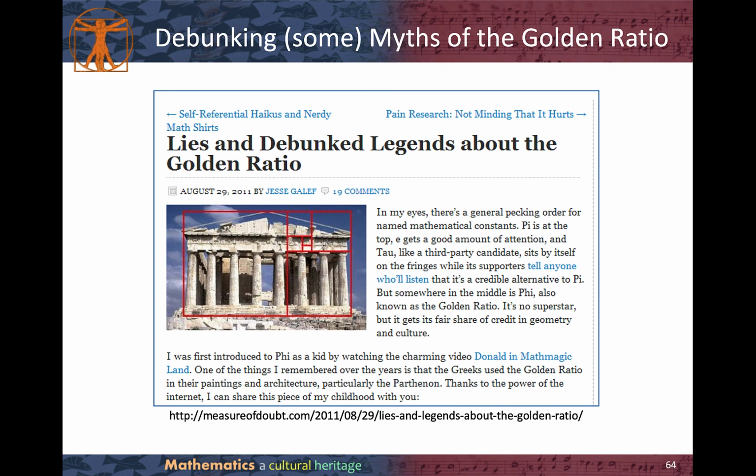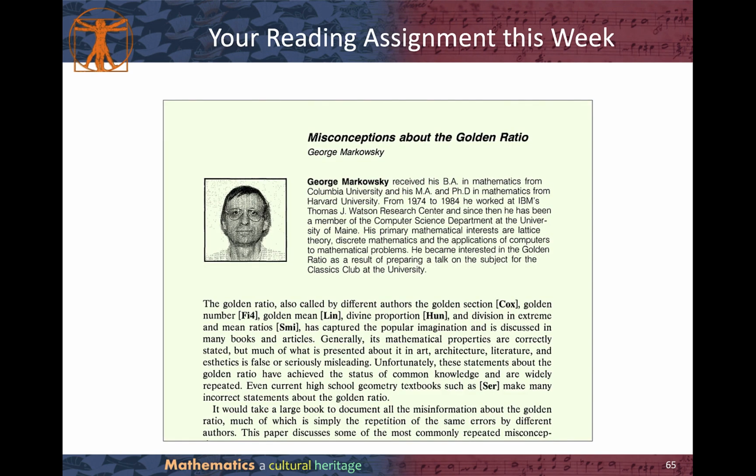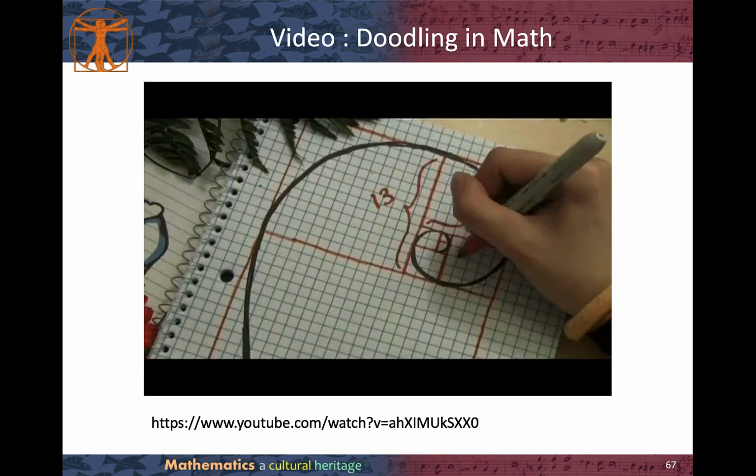So basically, there are many articles debunking some myths of the golden ratio. And your reading assignment this week is Misconceptions about the Golden Ratio. You should be able to find the PDF file in Moodle. Right now, I would like you to spend some time on this one. This one is about how to use the Fibonacci sequence to make art.